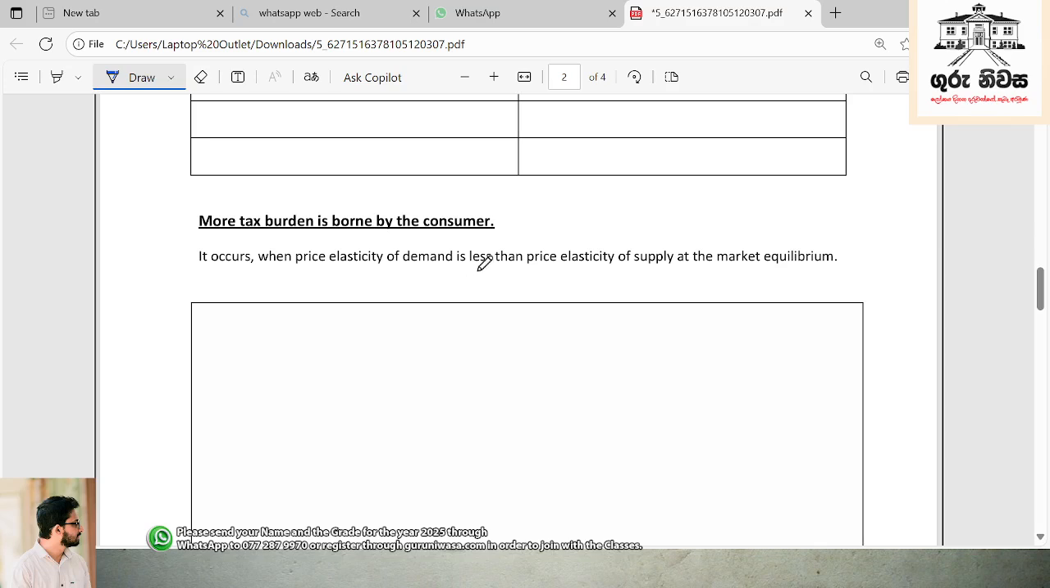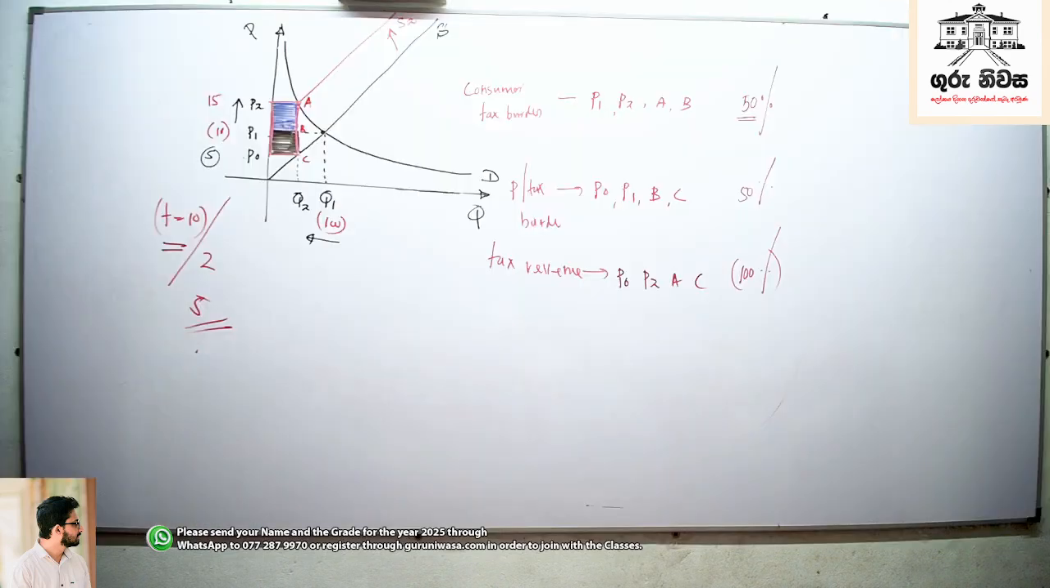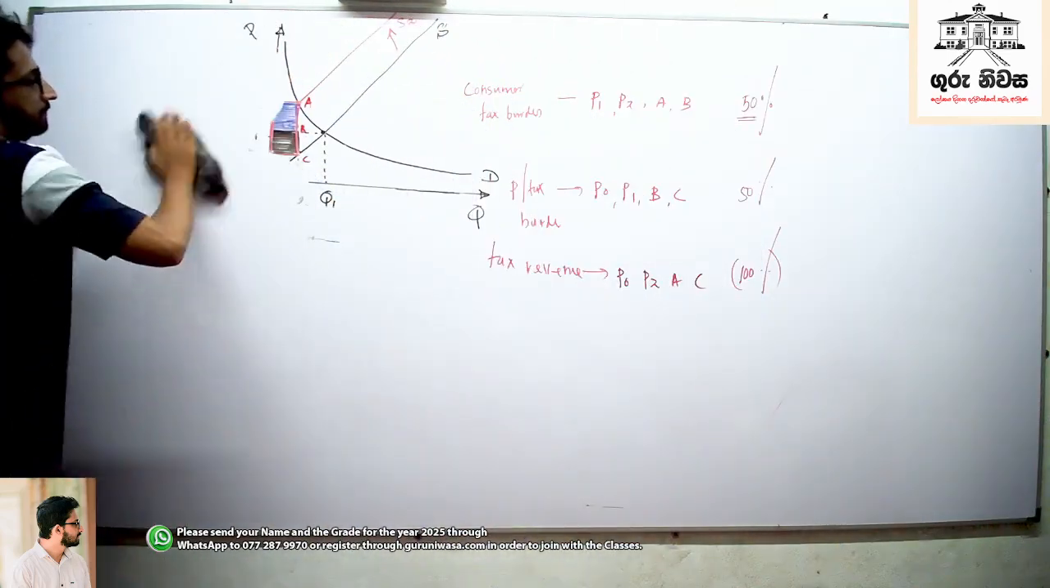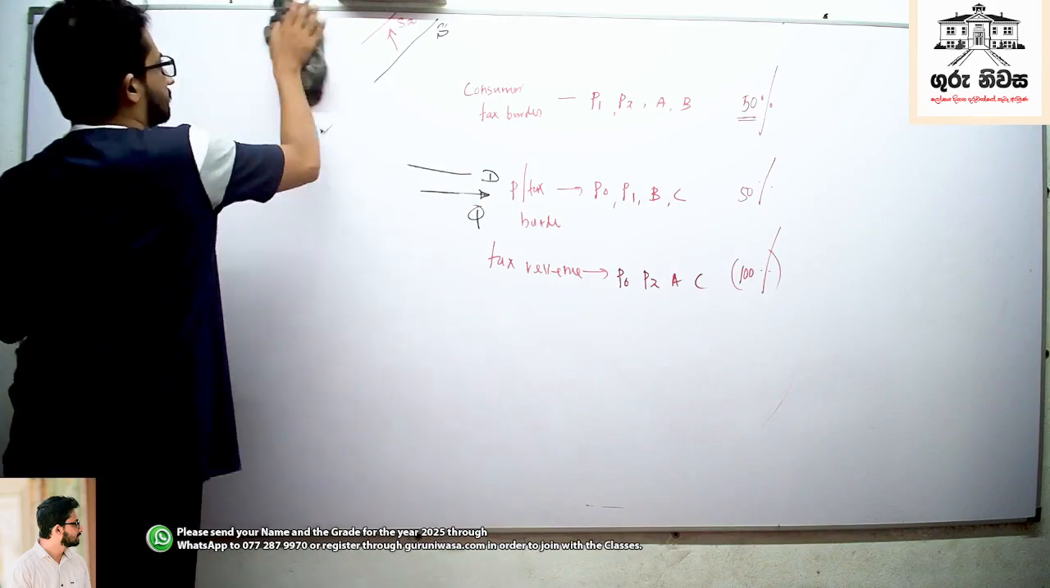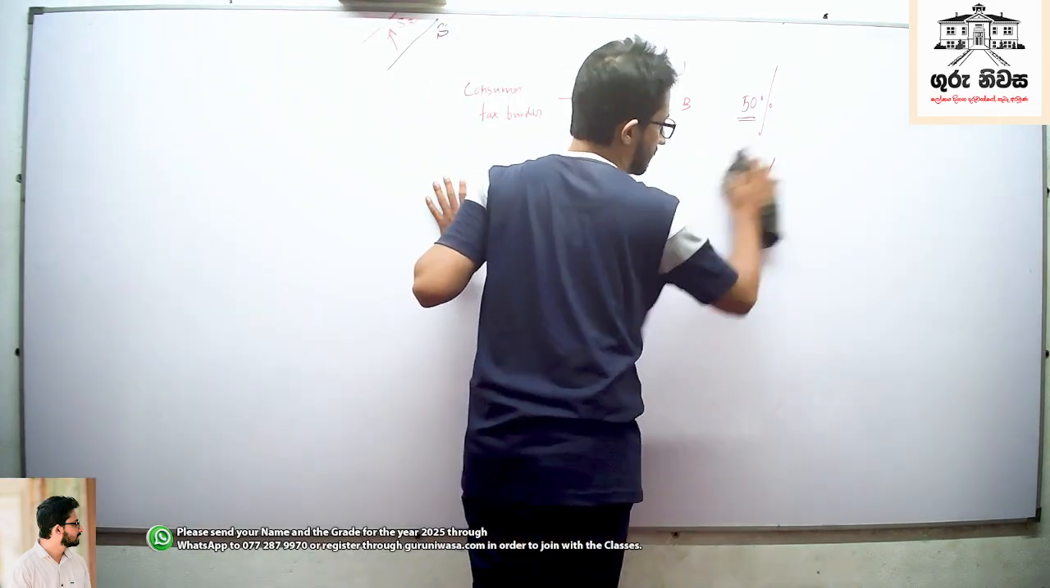Next one, more tax burden is borne by the consumer. It occurs when price elasticity of demand is less than price elasticity of supply at the equilibrium. What does it mean? Price elasticity of demand is less than price elasticity of supply. This question was tested in the 2017 A-level paper.